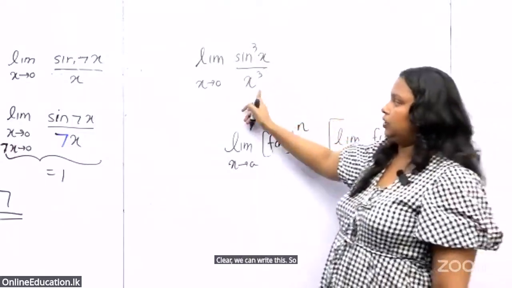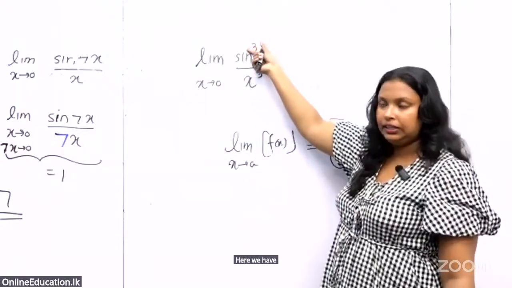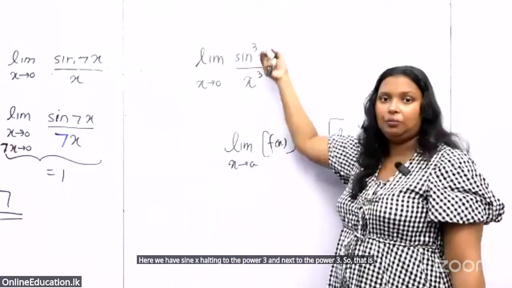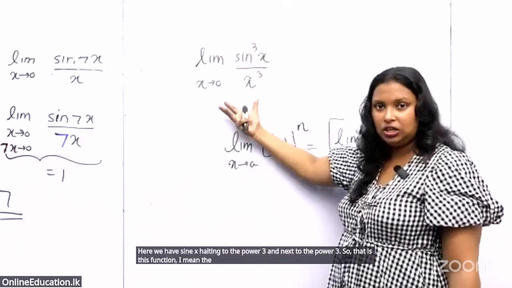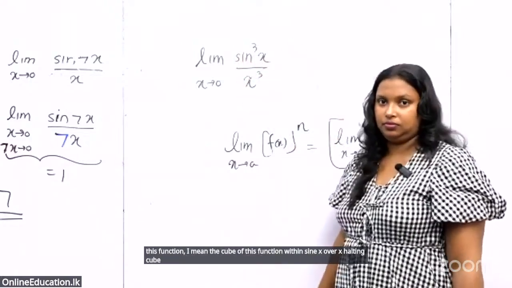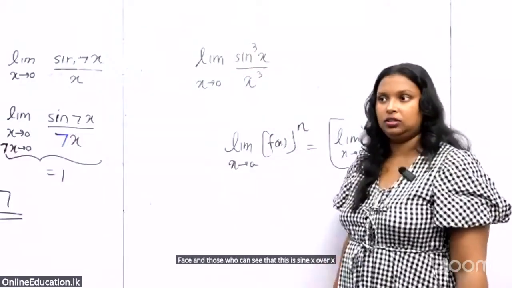So how can we do this one then? Here we have sine x whole thing to the power 3 and x to the power 3. So that is the cube of this function: sine x over x, whole thing cubed. Those who can see that this is sine x over x whole thing cubed, raise your hands.